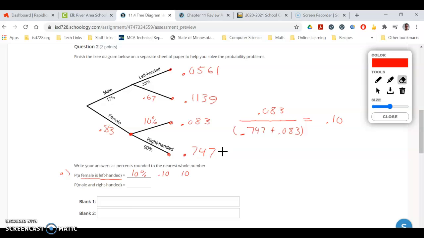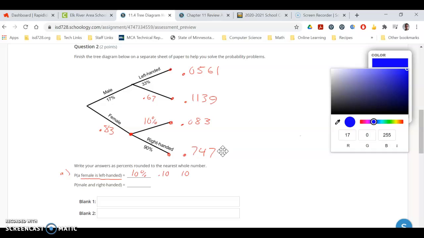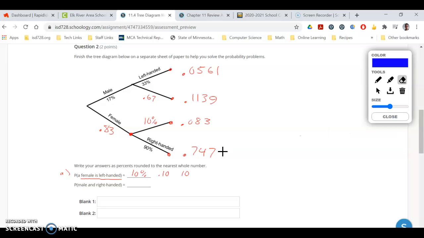All right, let's look at part B quick. So part B says probability male and right-handed. So male and right-handed is just following one of the branches down. So males are here, all right? I don't know why I can't write. Oh, because I'm on the eraser, that's why.